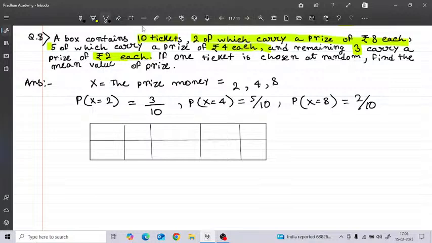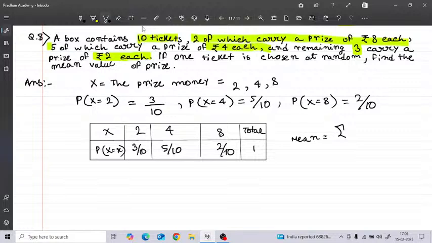Here I will denote the x and here my probability function. So x can be 2, 4 and 8. Here I will write the total. So that is 3 by 10, that is 5 by 10, and that is 2 by 10. If we sum it, we will get 1. That's kind of obvious. So now we have to find the mean of this. So what is the mean?